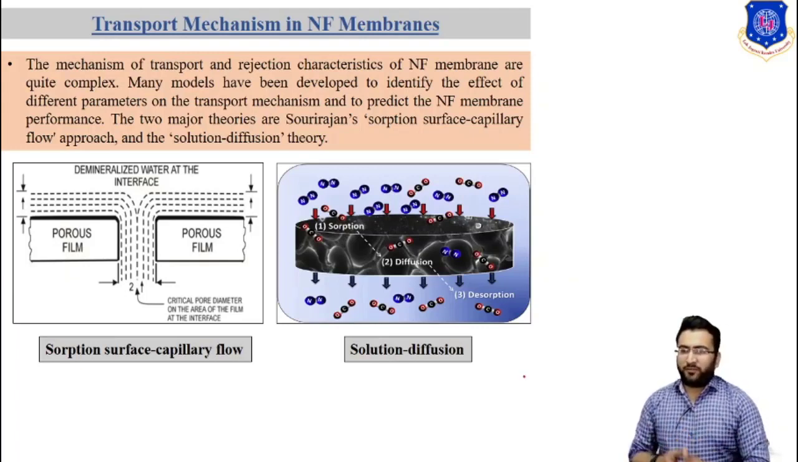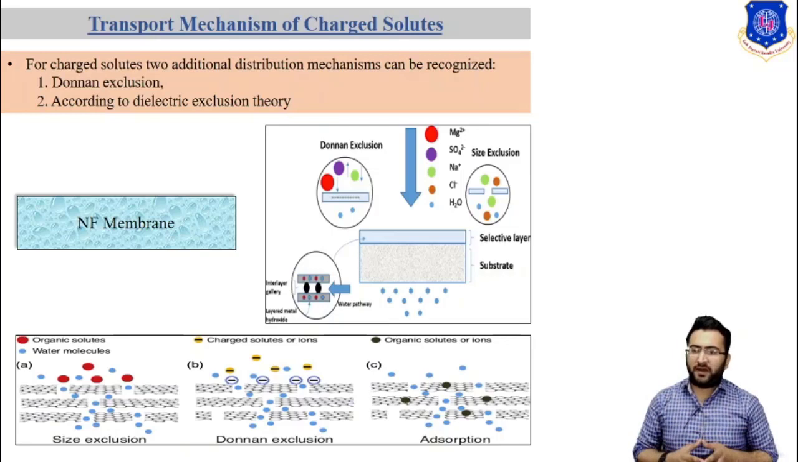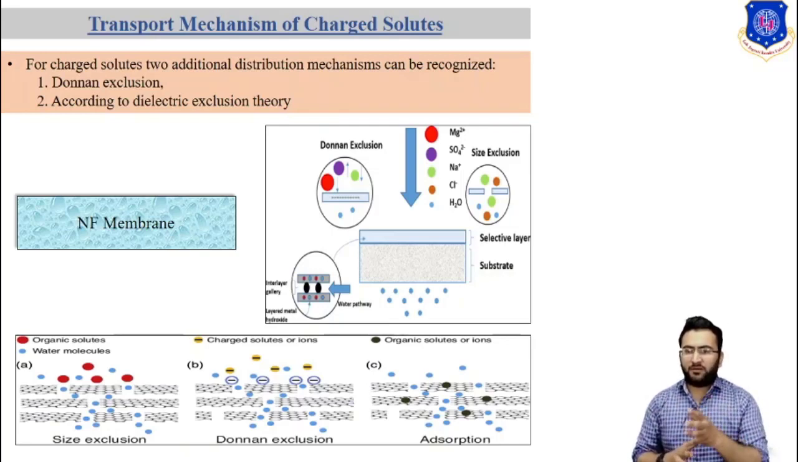So now let's discuss the transport mechanism of charged solute. For charged solute, there are two additional distribution mechanisms: Donnan exclusion and the dielectric effect. Donnan exclusion, compared to other pressure-driven membrane separation processes, has an effect on separation in nanofiltration due to the slight charge nature of the membrane. Solute with opposite charge compared to the membrane is attracted, while solute with similar charge is rejected. At the membrane surface, distribution of co-ions and counter-ions takes place, thereby causing an additional separation.